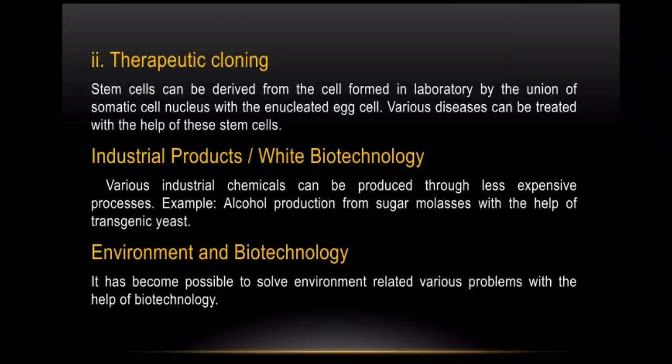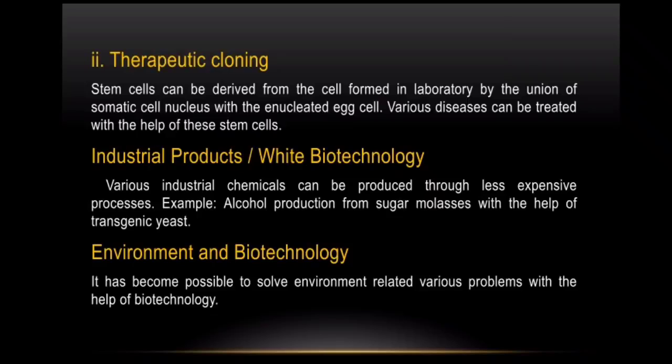Therapeutic cloning. Stem cells can be derived from the cell formed in the lab by the union of somatic cell nucleus with the enucleated egg cell. Various diseases can be treated with the help of these stem cells. Similar to cells, genes can also be cloned and millions of copies of same gene can be produced. Those can be used for gene therapy and other purpose.